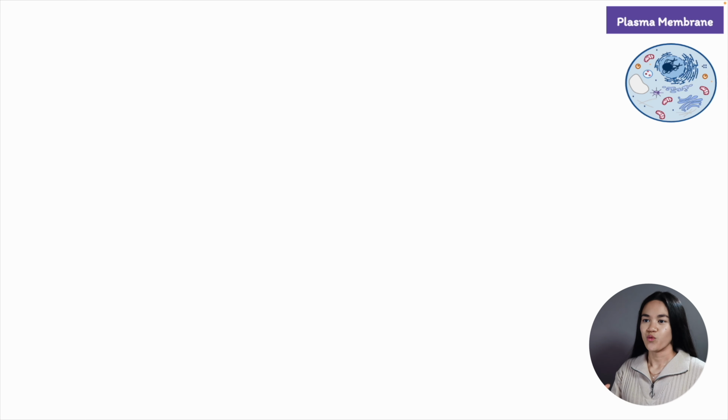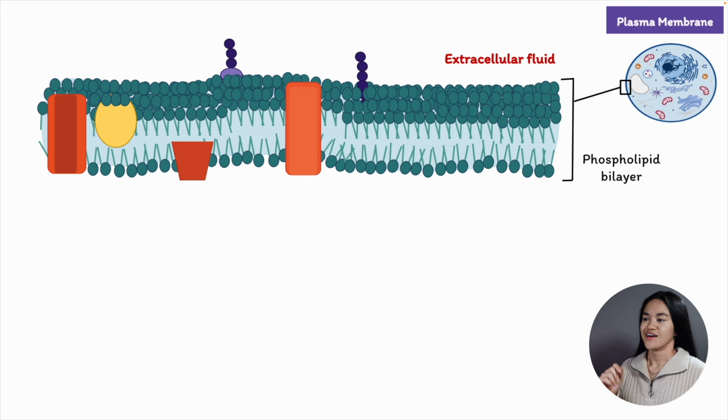What I've done here is, in the top right hand corner, you'll be able to see what structure we're talking about. Later on, all the other parts will be colored in gray except the part we're talking about. All cells are bounded by a selective barrier called the plasma membrane or the cell membrane. But look at this masterpiece for a second.